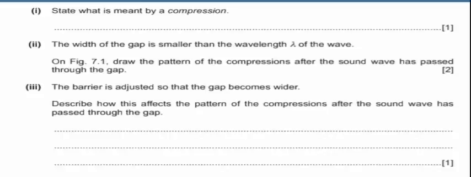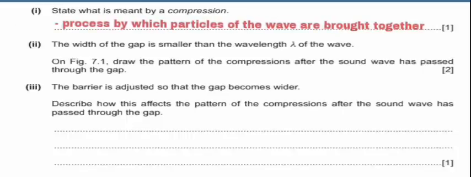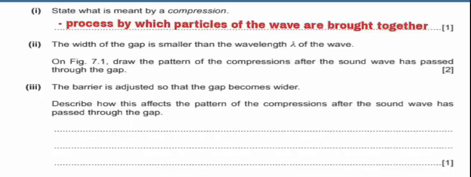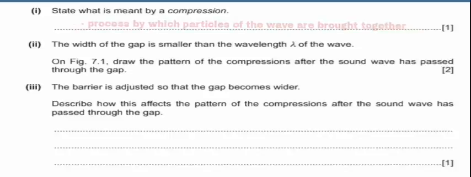Now, as for question Roman number 1, it is saying, state what is meant by a compression. What is compression? Compression is defined as the process by which particles of a wave are brought together. That is to compress. Whenever you bring something together, that is compression. Specifically, when you bring the particles of a wave together, that is called compression.